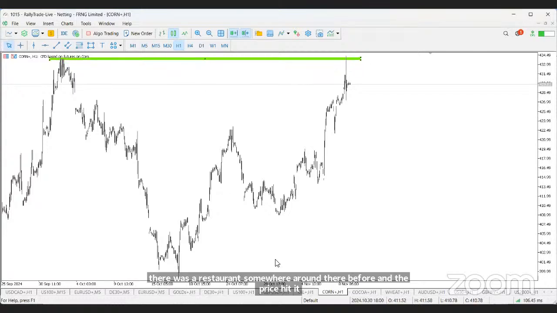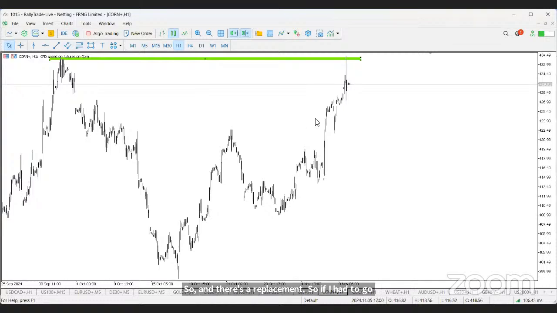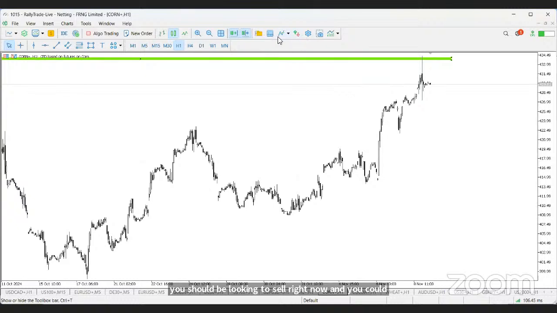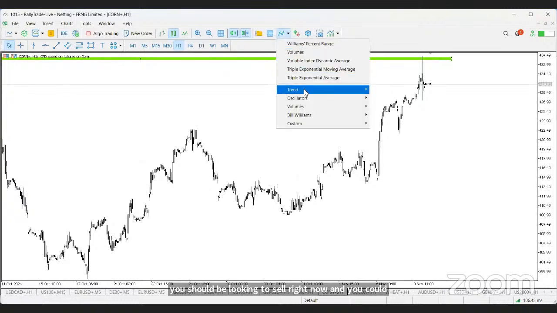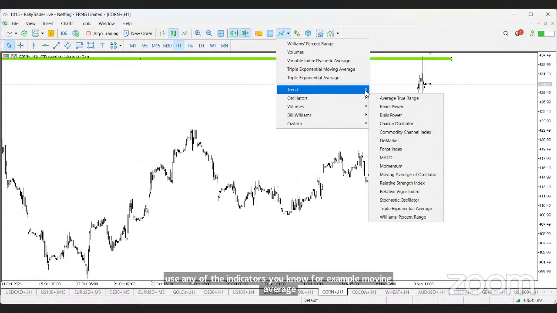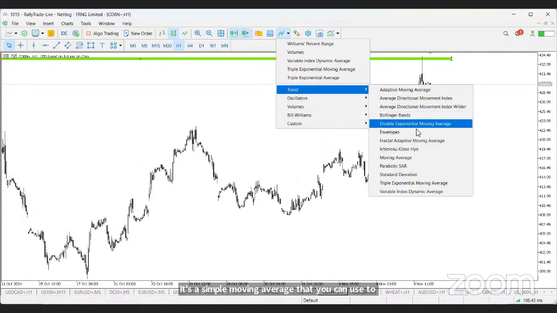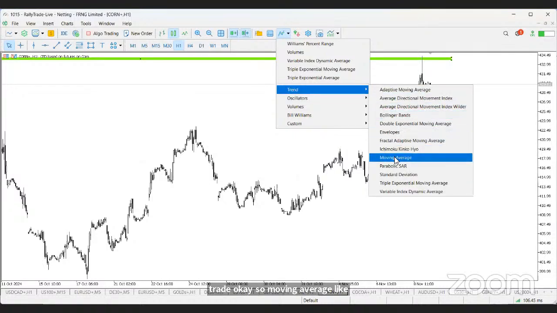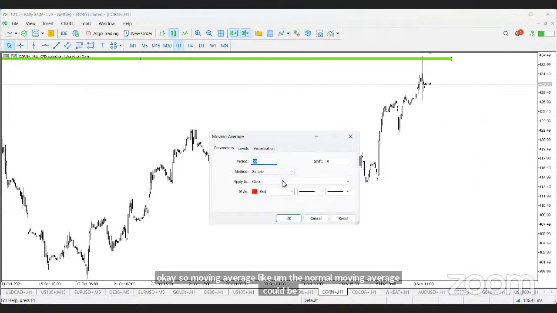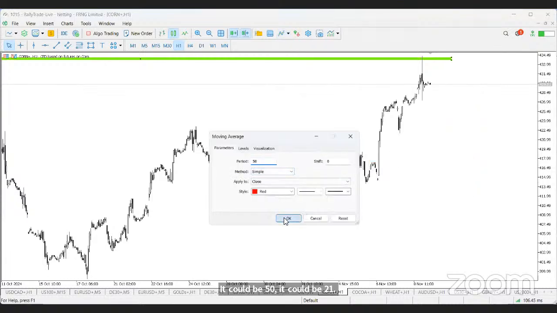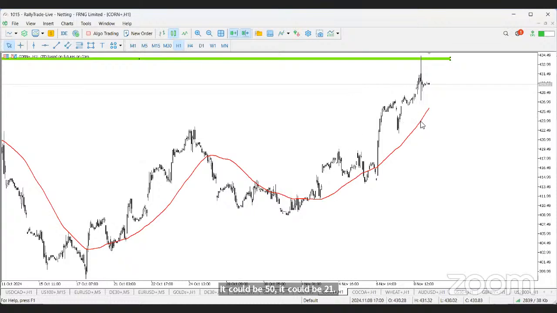So if I had to go with what we are seeing technically on the screen, corn price should be a sell. Okay, so if I started trading corn, you should be looking to sell right now, and you could use any of the indicators, for example, moving average. It's a simple moving average that you can use to trade. Like the normal moving average, it could be 50, it could be 21, any one, simple period 50. Okay, so let's change to 21.